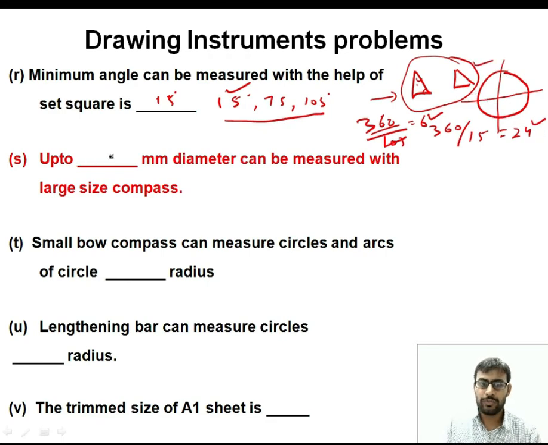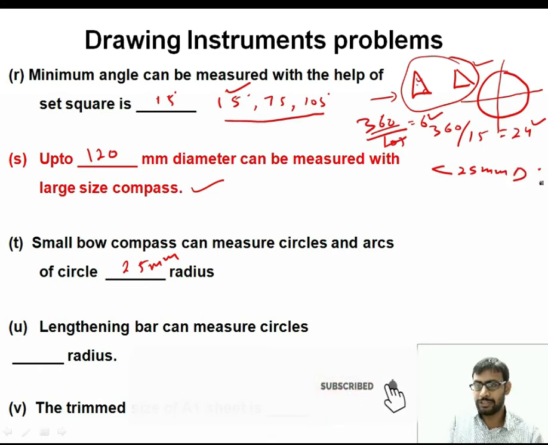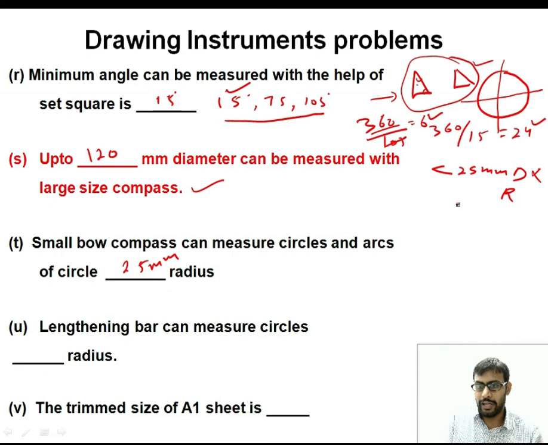The next question is: up to dash mm diameter can be measured with the large size compasses. We already talked about it: the large size compasses can measure up to 120 mm diameter, while with the small bore compasses, circles of less than 25 mm diameter can easily be drawn. Small bore compasses can measure circles and arcs with a radius of 25 mm. Sorry, I wrongly said diameter. It's not a diameter, it's a 25 mm radius, or a 50 mm diameter.